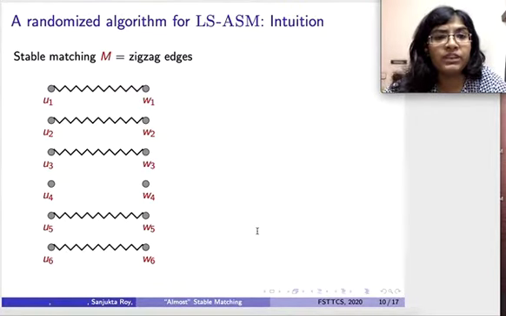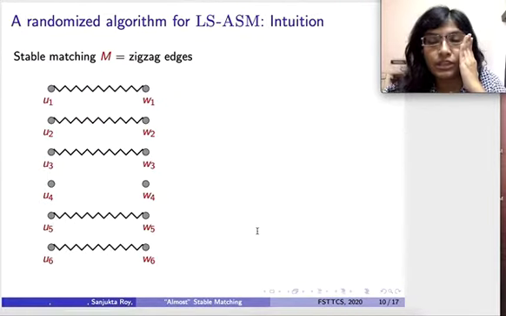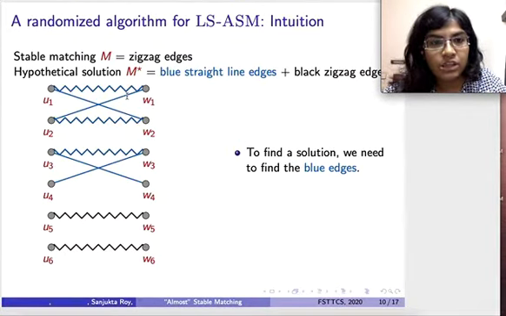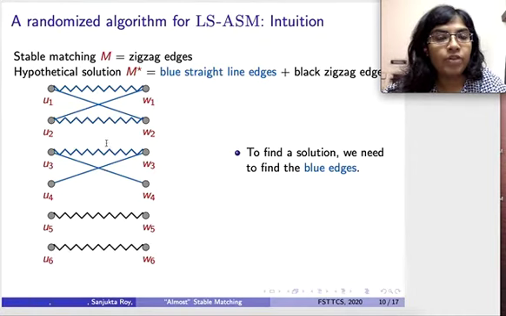You are given your favorite stable matching, and suppose these black zigzag lines denote the stable matching. You want to find a hypothetical matching M star whose symmetric difference with M is bounded. So suppose these blue edges are the symmetric difference edges. How do you get M star? You alternate along this symmetric difference, this alternating cycle and this augmenting path, from M. So M is the zigzag edges, and the M star edges would be these blue straight line edges and these black zigzag edges.